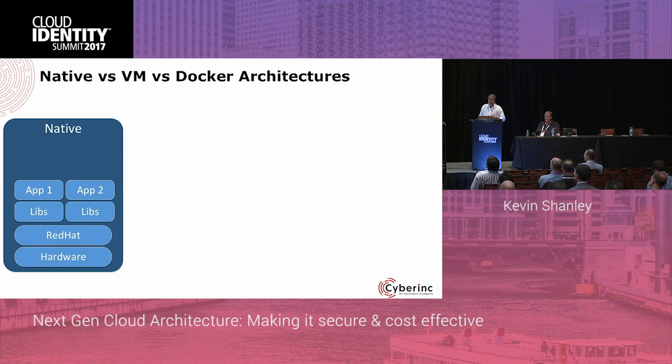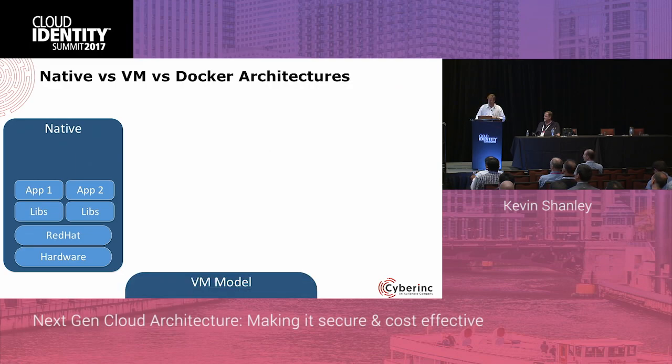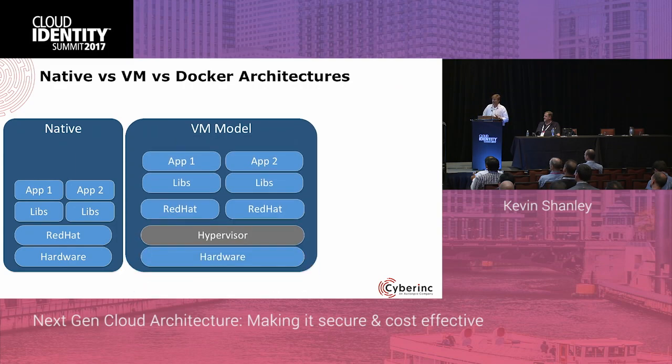So, first up is just our native machine model. It's the one that everyone's familiar with. It's hardware. On top of your hardware, you're running an operating system. And on top of that, you're running some apps and libraries. This is always going to be the best performing model.